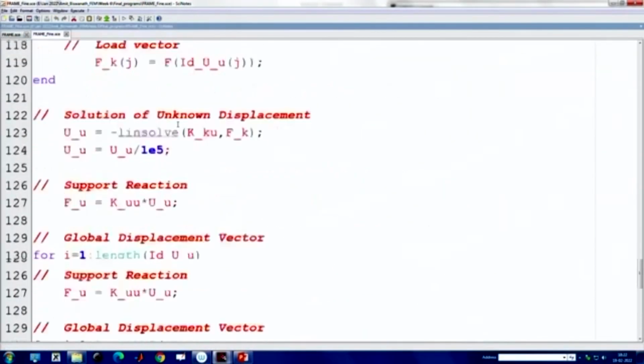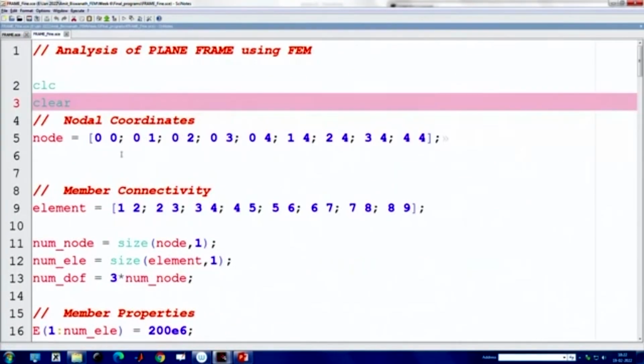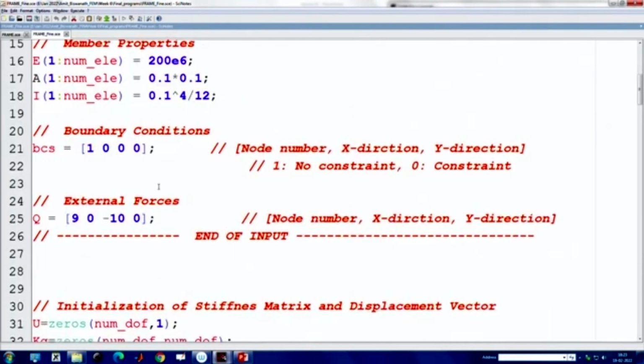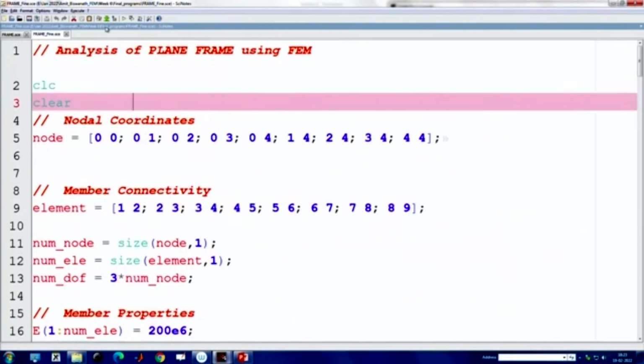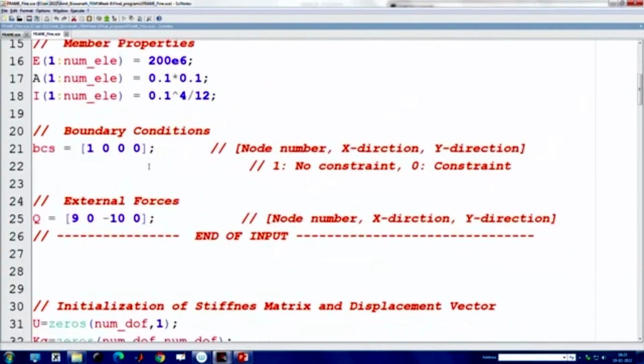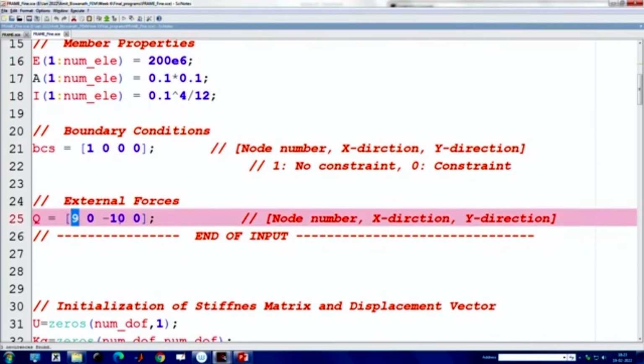Here is the same code, but now we have a total of 8 elements. Each member is divided further into 8 elements, and the rest of the things are the same. Please note that the external force now has to be applied at element number 9, node number 9. The force needs to be applied there.